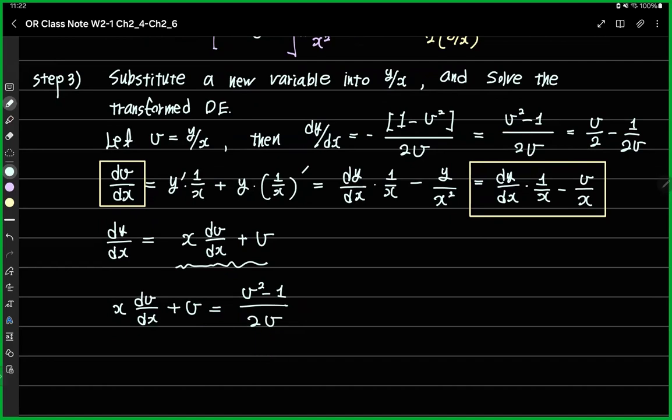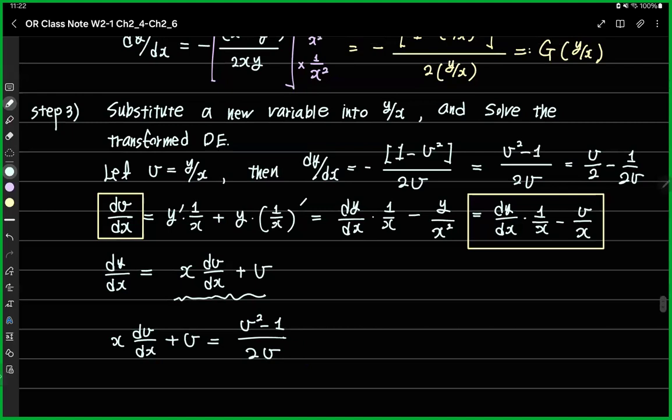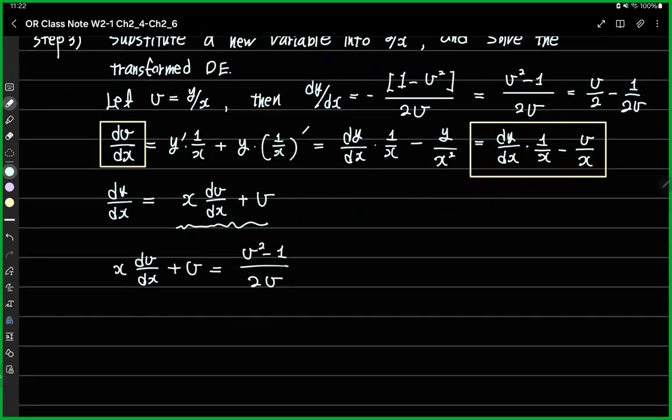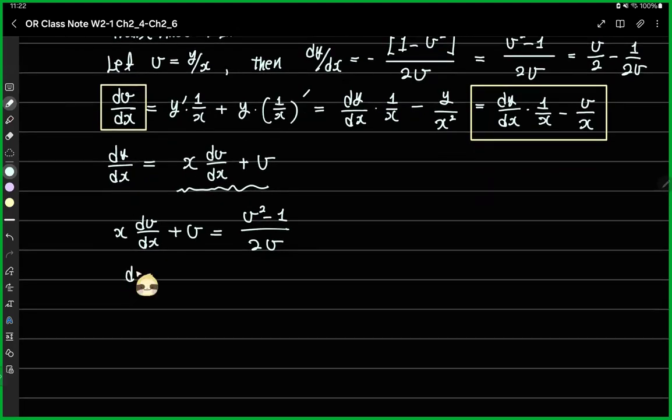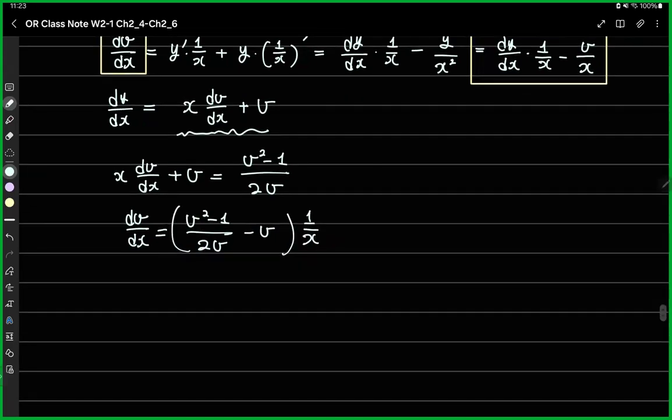So I just completely changed the variable of the differential equation to v and x from y and x. Now dv/dx is going to be (v squared minus 1) over 2v, minus v, times 1 over x. Then dv/dx is equal to v squared minus 2v squared minus 1, because I just combined two terms, then times 1 over x.